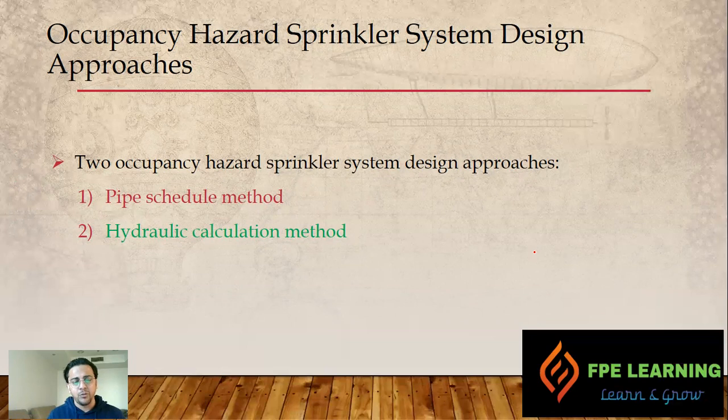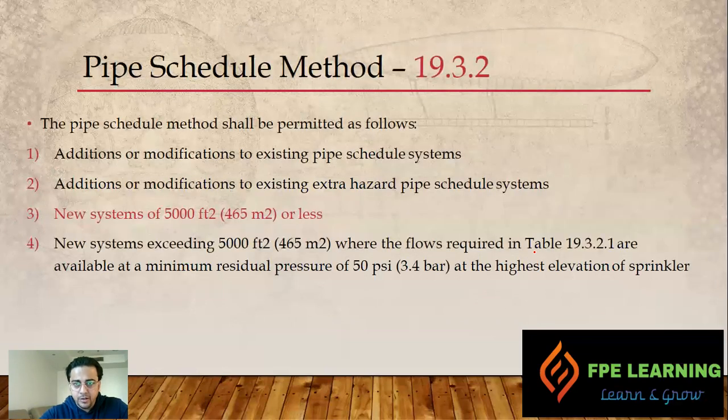Still it is applicable because in some projects they might need to install that one, and it needs to be checked with the AHJ, the local AHJ, whether they are accepting it, because we have hydraulic calculation software in the market, and that reduces all the effort and gives the accurate flow and pressure requirement, right? So I'll just add some points on the pipe schedule method as per NFPA 19.3.2, right? So this system shall be permitted for the following 4 points.